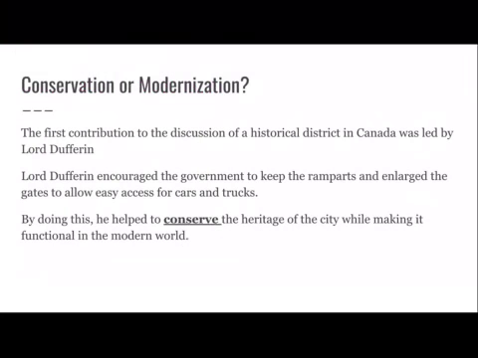Conservation or modernization. The first contribution to the discussion of a historical district in Canada was led by Lord Dufferin. Lord Dufferin encouraged the government to keep the ramparts and enlarged the gates to allow easy access for cars and trucks. So even though we're trying to conserve the city, the question was whether Quebec City wanted to modernize like the rest of the world or to maintain its cultural and historical aspects. So by doing this, he helped to conserve the heritage of the city while making it functional in the modern world.